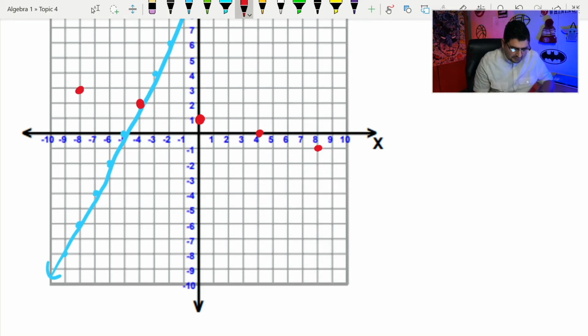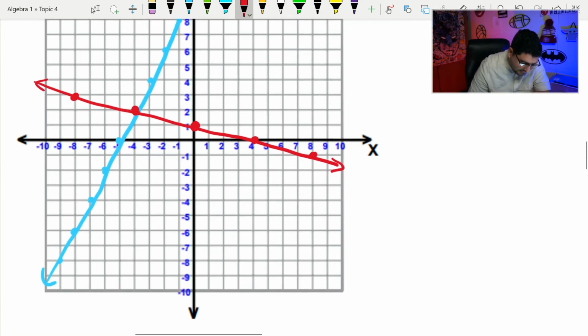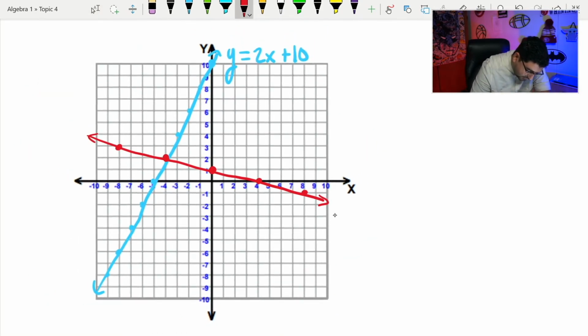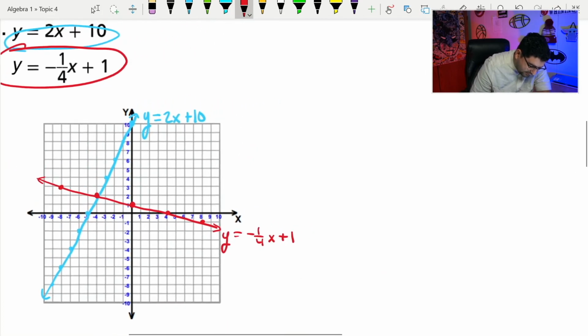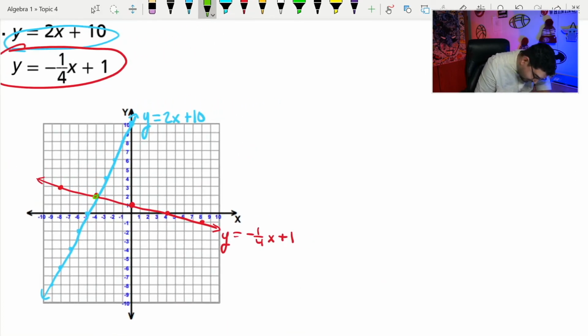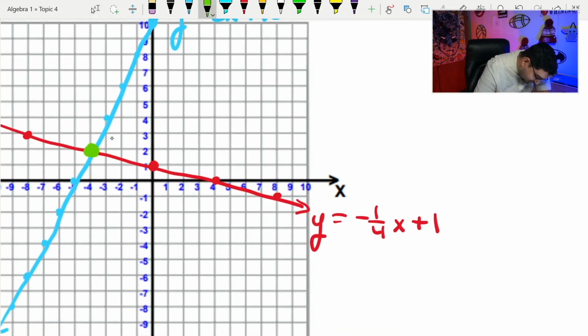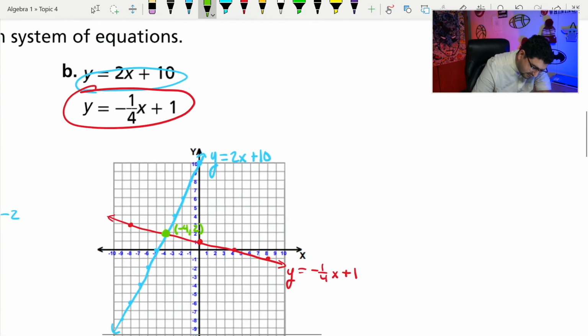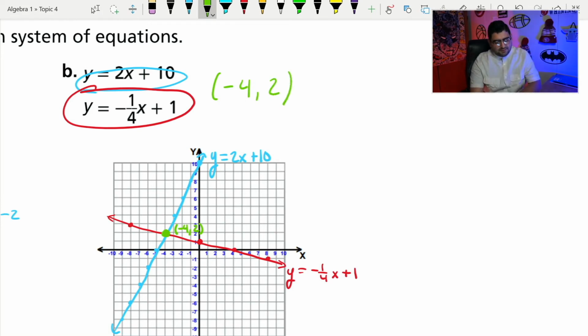Okay, I can go ahead again, I can graph this connecting the points. And this would be my y equals -1/4 x plus 1. So now we look to see where do they cross. They cross each other right here, which this is the point -4, 2. So the solution to this system of equations would be -4, 2.